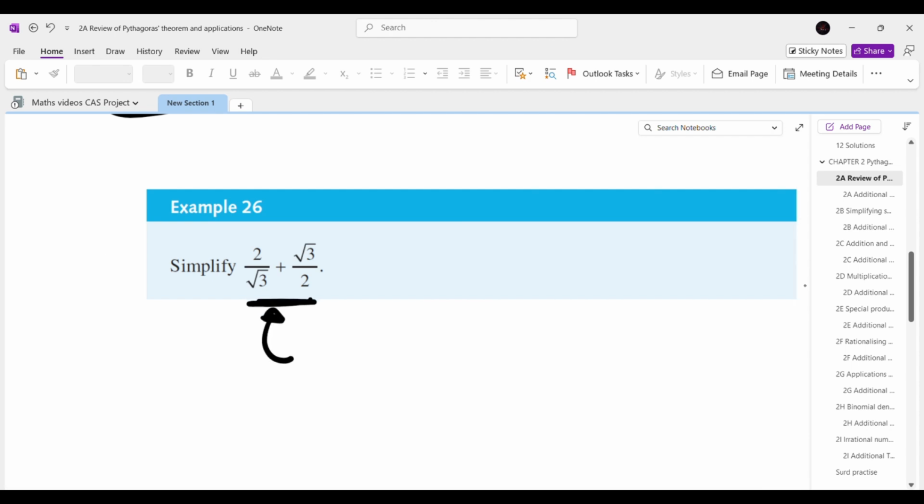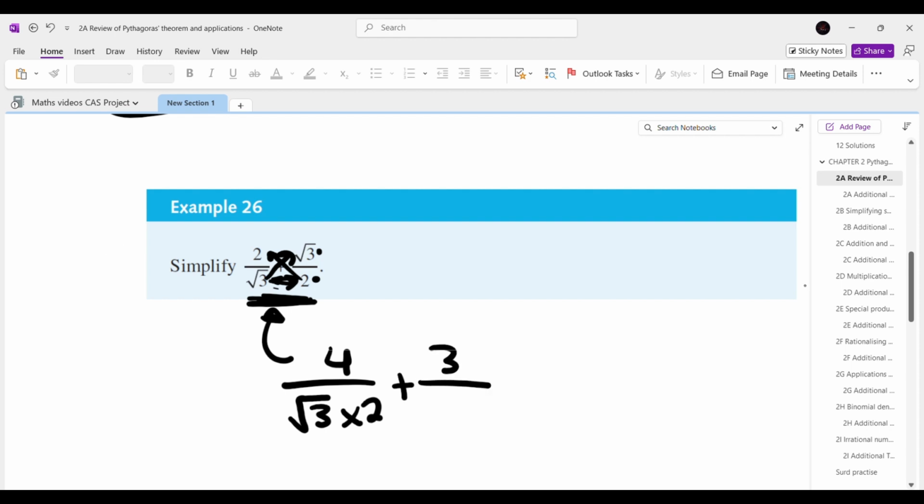So here, remember that when we add fractions, we have to multiply root 3 to both the top and the bottom of here. We multiply 2 to both the top and the bottom of here. I want to add them together so that they have the same base, or the same denominator. That's what I meant by base. So 4 over root 3 times 2 plus root 3 times 3 is just 3 over root 3 times 2.